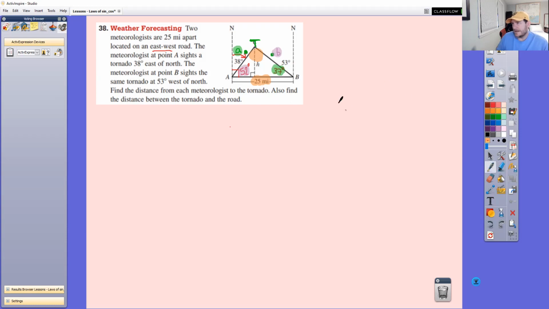So do that immediately. We know that the measure of angle T is going to be 180 minus the sum of the other two, 52 and 37. So that's going to be 180 minus 89. So that's going to be 91.